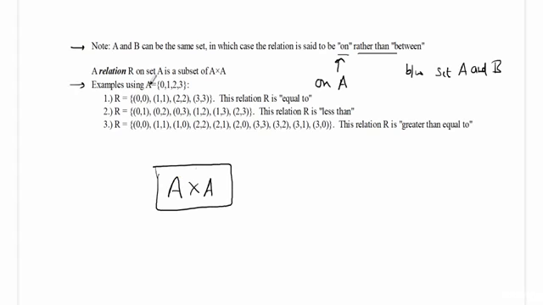An example is, suppose A is {0, 1, 2, 3}. Then if you have to define a relation equal to, it will be a subset of A cross A, where one element will be from A, and the second element will also be from the set A itself.